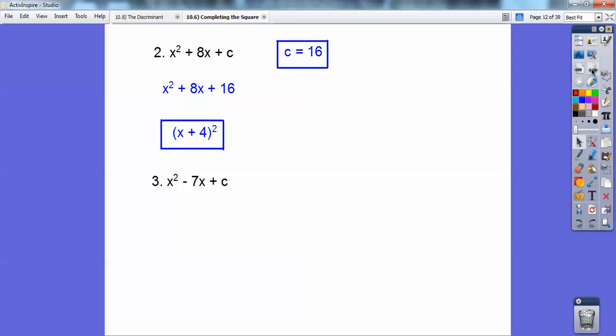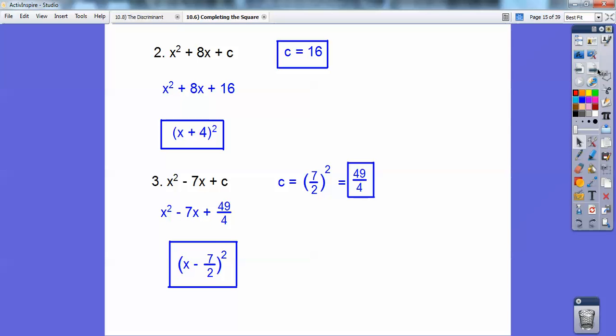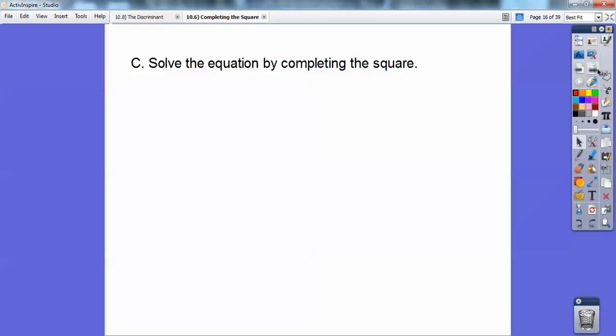Okay, this guy's a little harder because 7's an odd number, and when I take half of 7, it becomes 7 halves. But that's okay. 7 halves squared is 49 over 4, so that's what C is. C is 49 over 4. Okay, so I'm going to go ahead and factor this. Square root of 49 is 7. The square root of 4 is 2, so this becomes x minus 7 over 2 squared. Boom, there it is. Isn't that exciting? Yes, I knew you would think so.